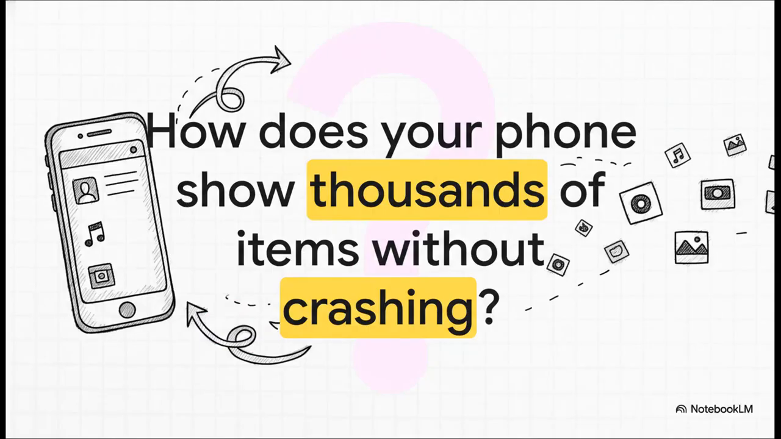Okay, so have you ever really stopped to think about this? Your photo library, your contacts. I mean, you could have literally thousands of items in there. So how on earth does your phone, with its pretty limited memory, show you all of that in a list that scrolls perfectly smoothly without just completely crashing? It feels like it should be impossible, right?